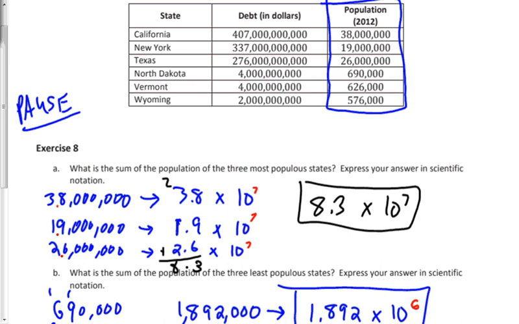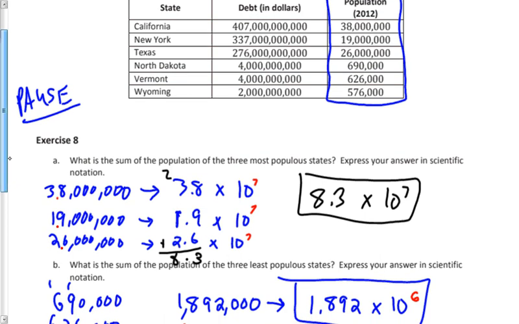Alright, to quickly explain what I did, I changed them all to scientific notation in A for the highest population ones. I added the front numbers and got 8.3, and I kept the base, or the power of 10 to be 10 to the 7th power. So I got 8.3 times 10 to the 7th power.